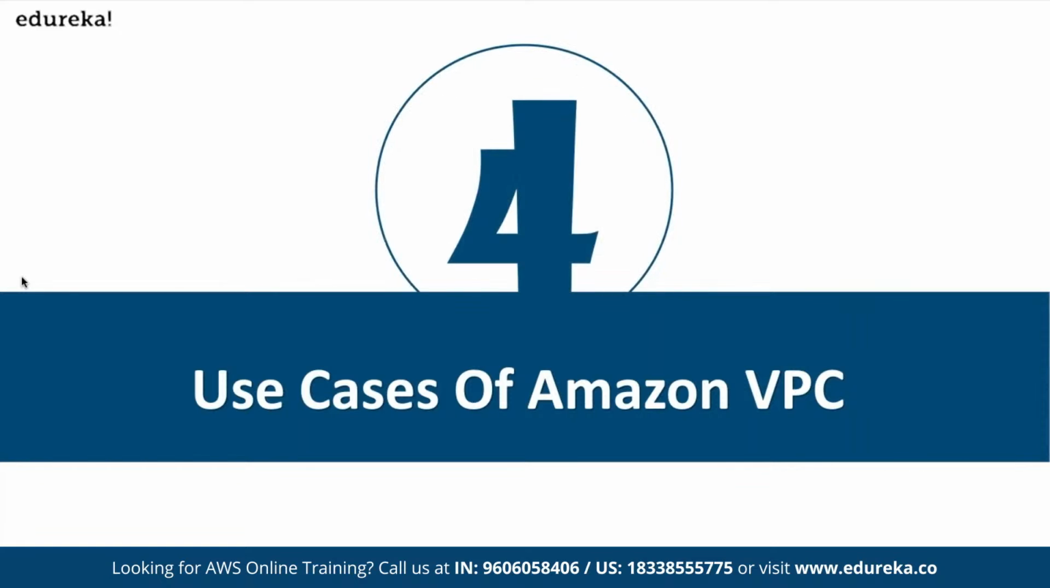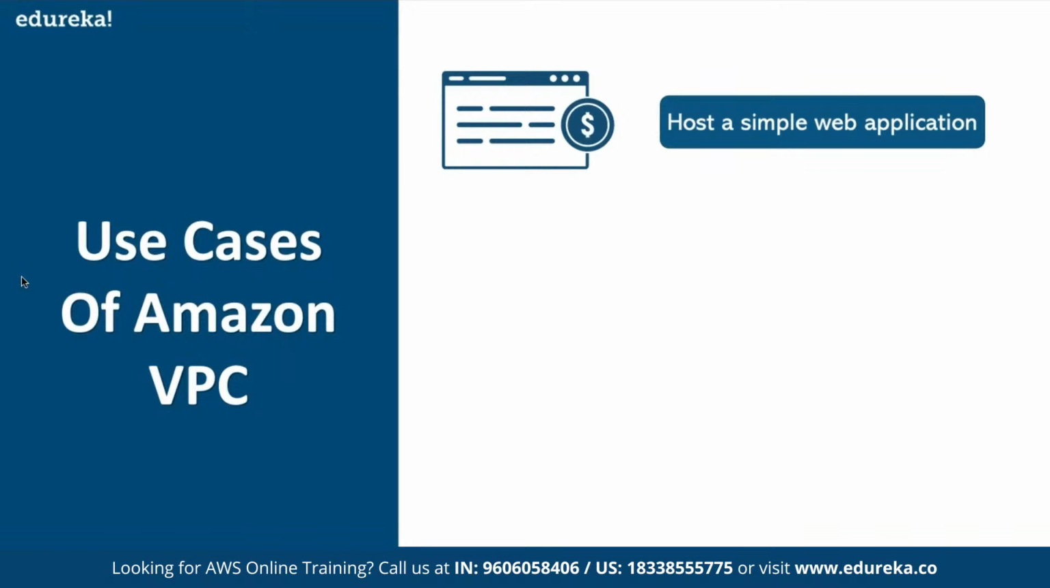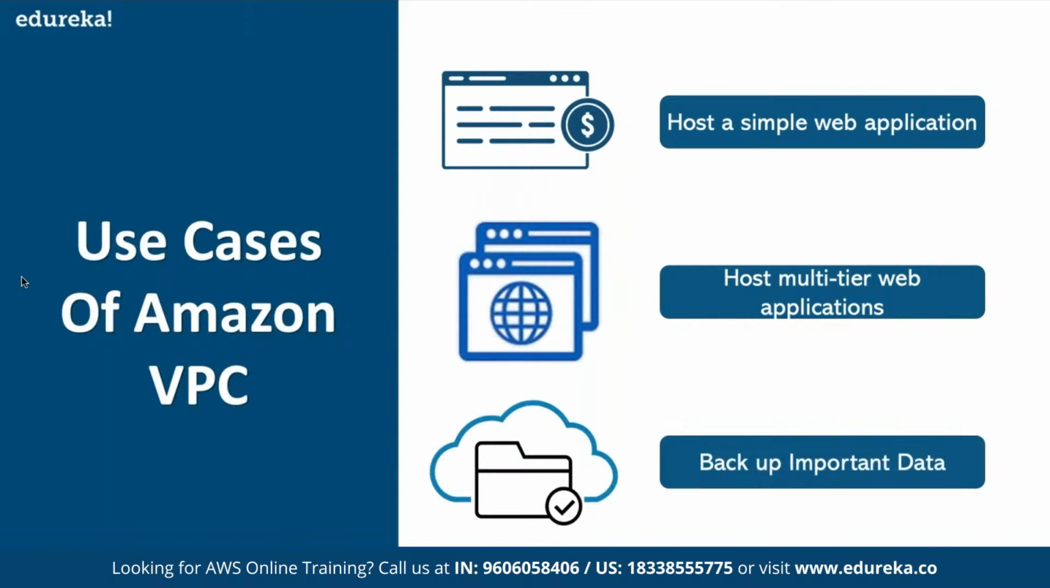Then what are the different use cases of Amazon VPC when we learn VPC? See, VPCs can be used to host simple web applications because every application needs a network to listen to the internet or to be behind the internet, private and connected securely. You can host multi-tier web applications, as I said, your web layer, app layer, DB layer, to be secure. And you can also back up your important data behind your networks, which can help you to be more secure and safe.